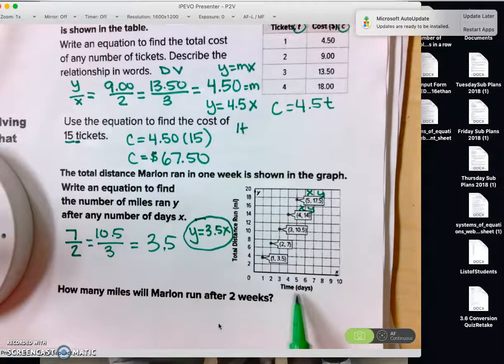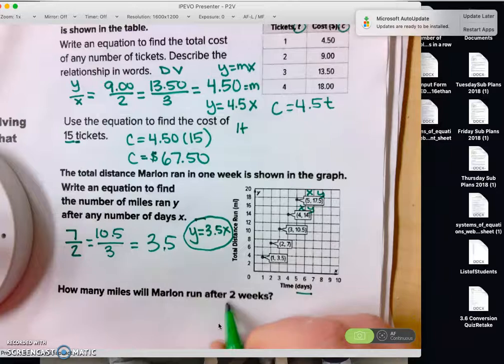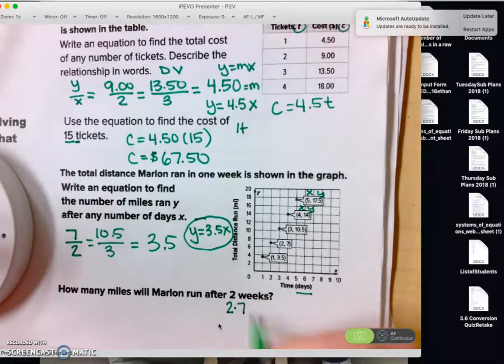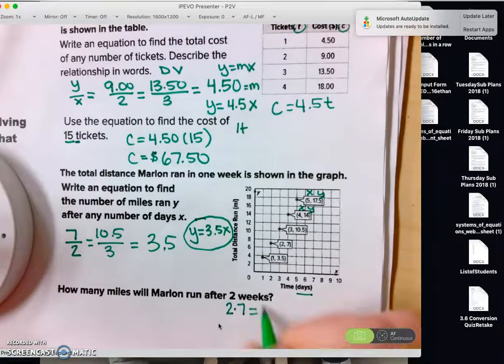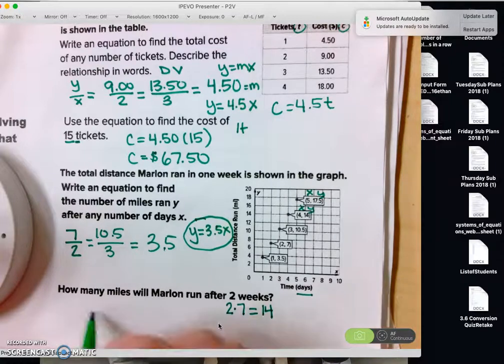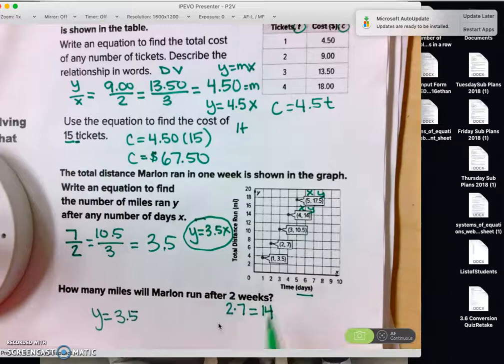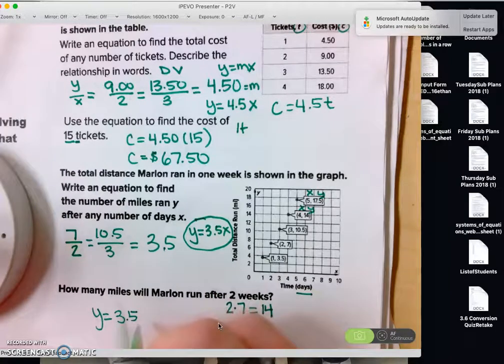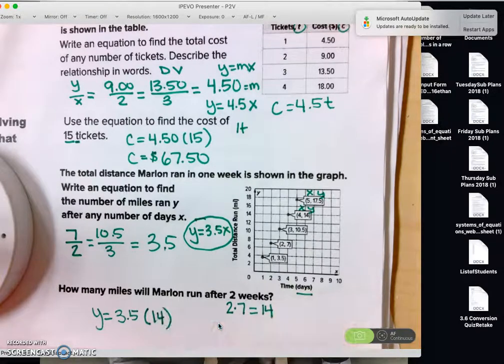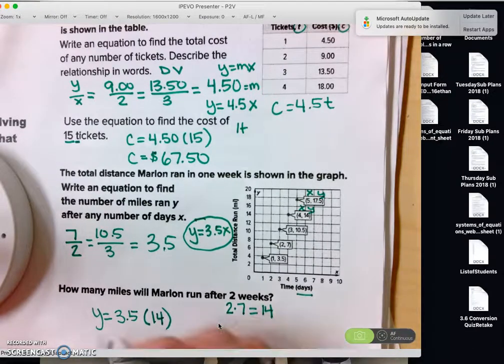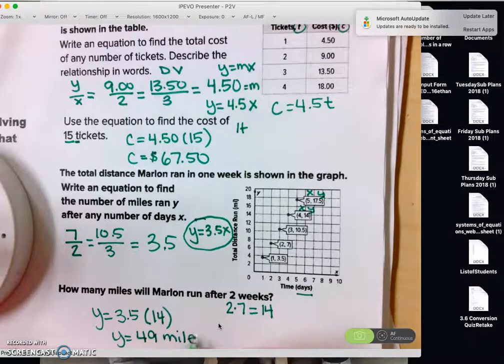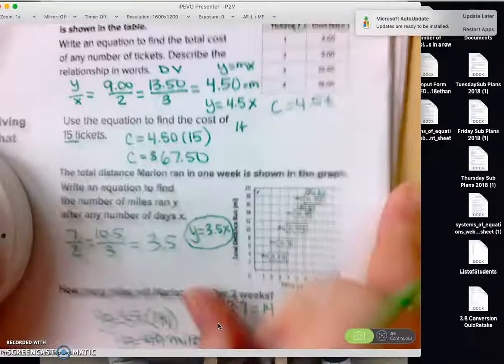And then how many miles would Marlin run after 2 weeks? Well, we're talking about days, so first we need to figure out how many days are in 2 weeks. I'm going to multiply by 7 to get 14. Then I take my equation and whatever is representing the days, which is my X, I'm going to replace with 14. 3.5 times 14, so Y equals 49. And what is it? It's miles.